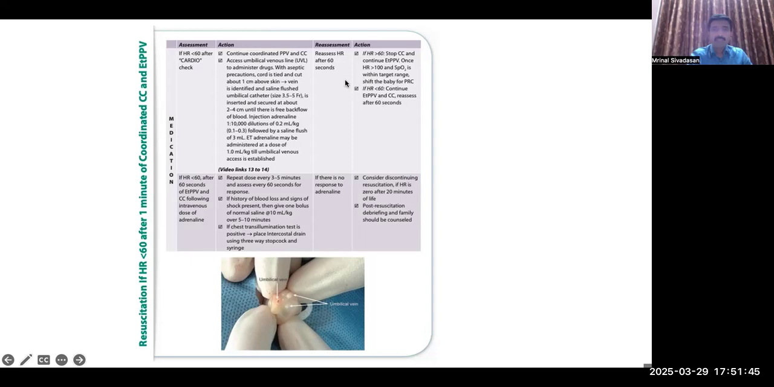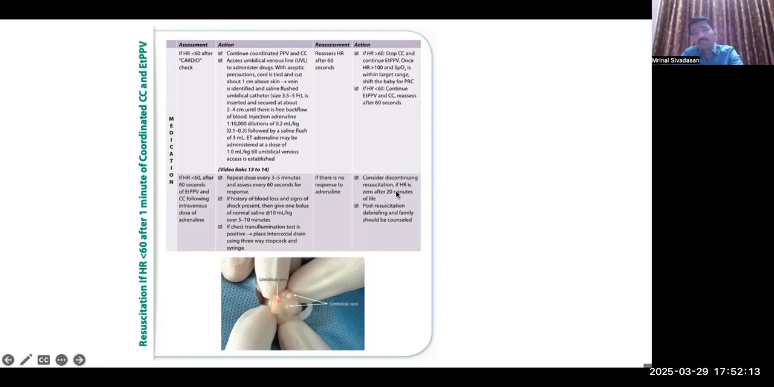Now, if after 60 seconds of chest compression, positive pressure ventilation and giving adrenaline, the heart rate is still less than 60, then you have to rule out other things like shock, hypovolemia or pneumothorax, in which case you have to give a bolus of 10 ml per kilo. And pneumothorax, you have to drain it using an intercostal drain with a 3-way stopcock and syringe.